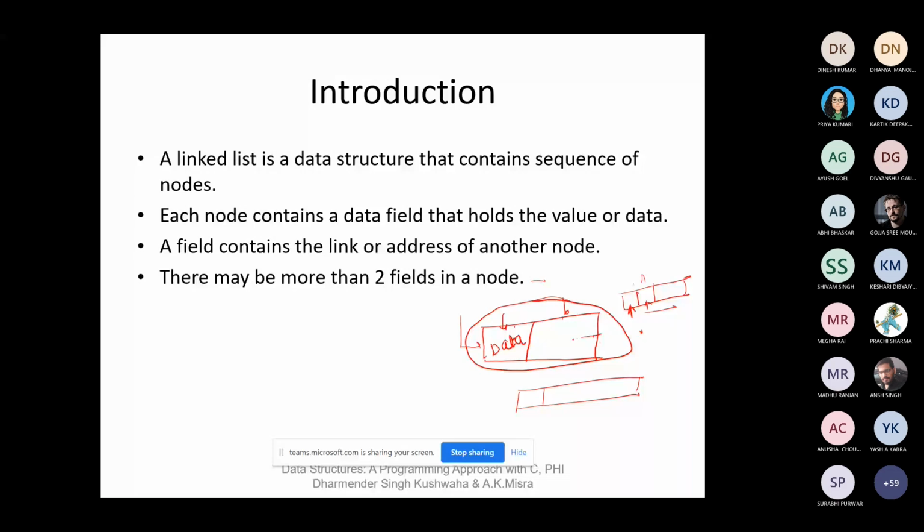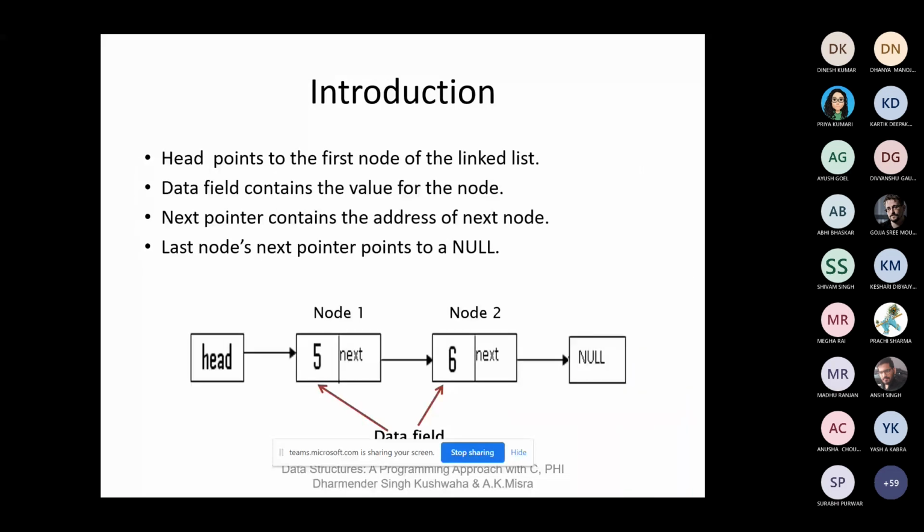So now, when you start the list in the linked list representation, what will be the first node? How can we access the first node of the list? For this, we use one special pointer that points to the first node of the list. So this is one representation of the linked list structure.